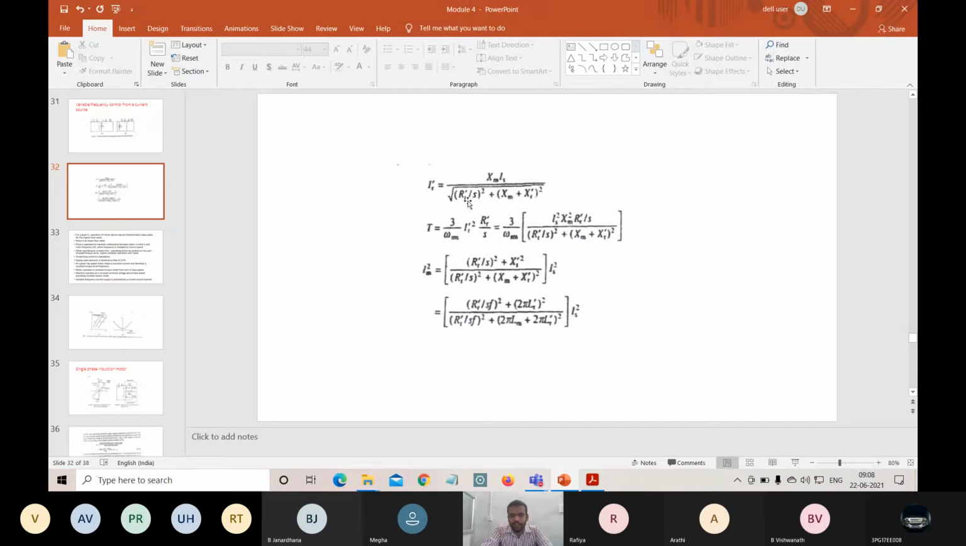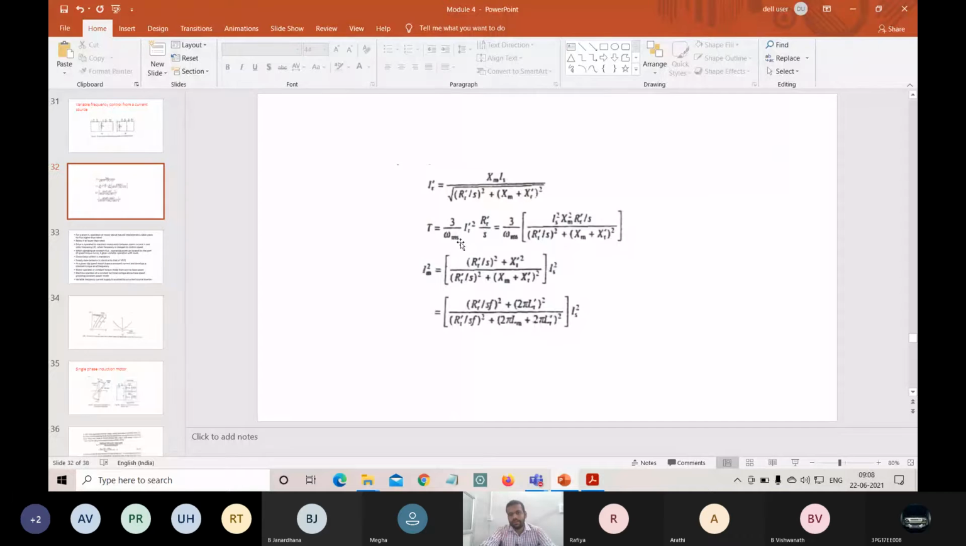Similarly the torque equation. T is equal to 3 by omega ms, IR dash square, RR dash by S. This is the standard equation, so just remember this. Okay, so replace IR dash. We have derived IR dash here, so just substitute this IR dash in this equation.